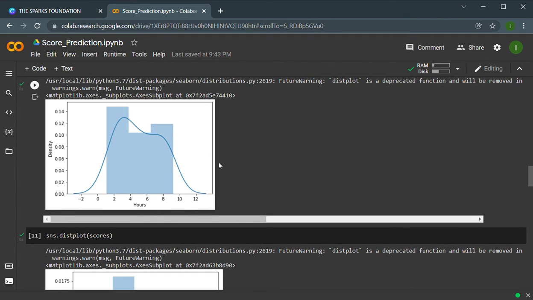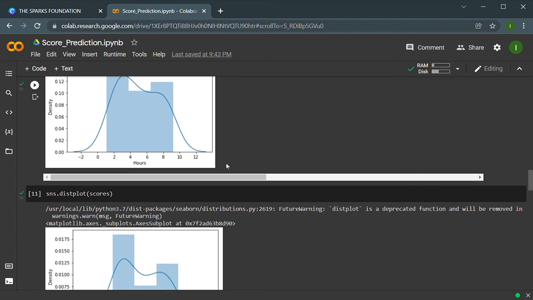These are the distribution plots for both the variables, where the variations in the values of both the continuous variables can be seen.